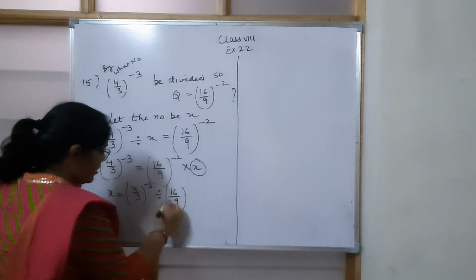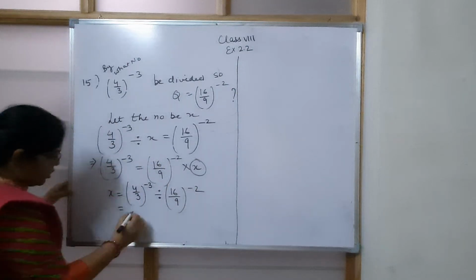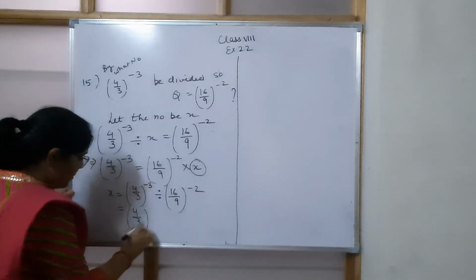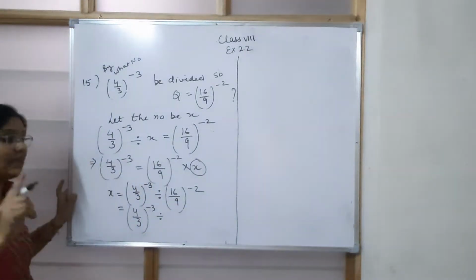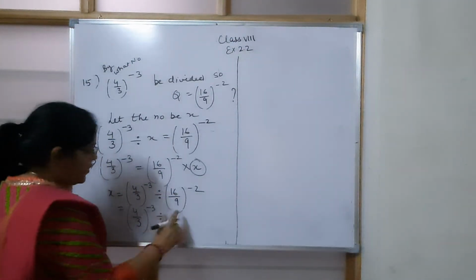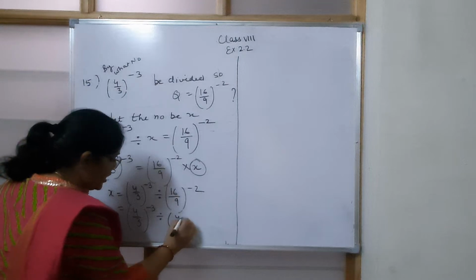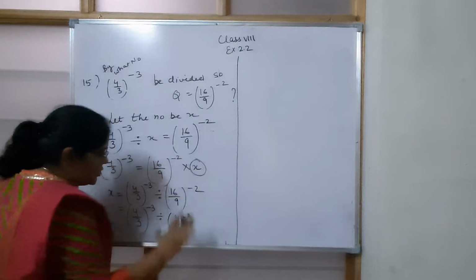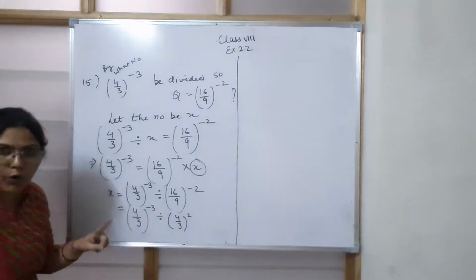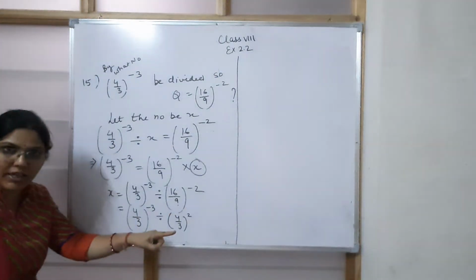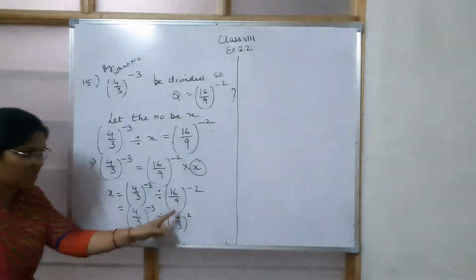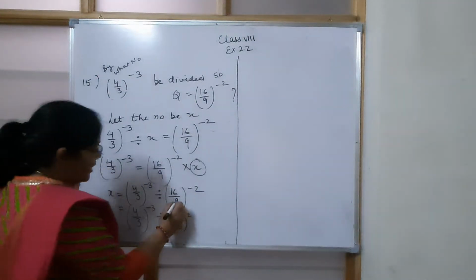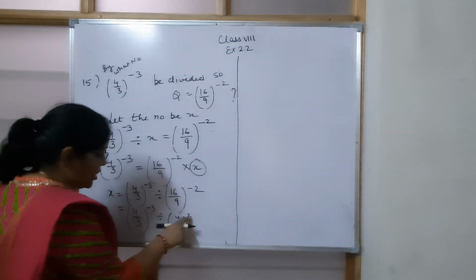Okay. Now, how do we solve that? (4/3)^-3 divided by (16/9)^-2. Divide sign is there. Can we make the bases same? Yes, we can make it. 16/9 can be written as (4/3)^2. Just look here, 16, 4 into 4, 16, 9, 3 into 3. So it means (4/3) whole square, 4 into 4, 16, 3 into 3, 9. So 16/9 can be written as (4/3)^2.